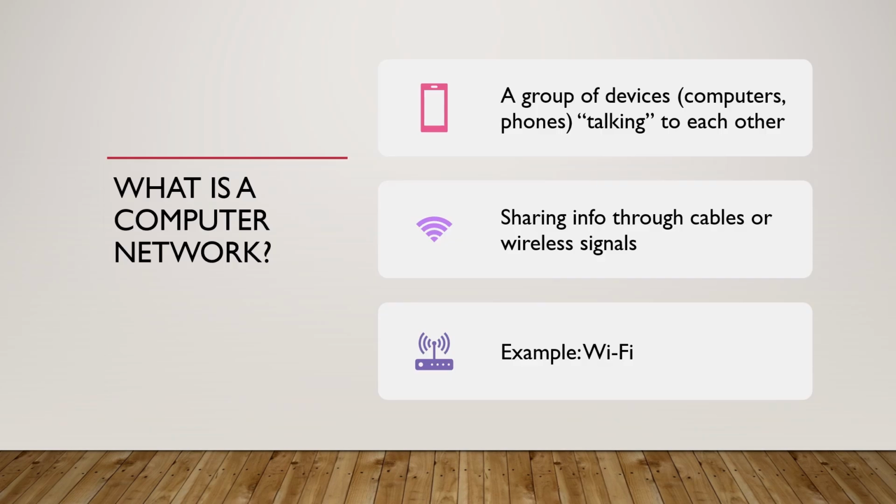Imagine a group of friends talking to each other. That's pretty much what a computer network is: a bunch of devices like computers and phones chatting and sharing information. They can be connected with wires or through wireless signals like Wi-Fi.